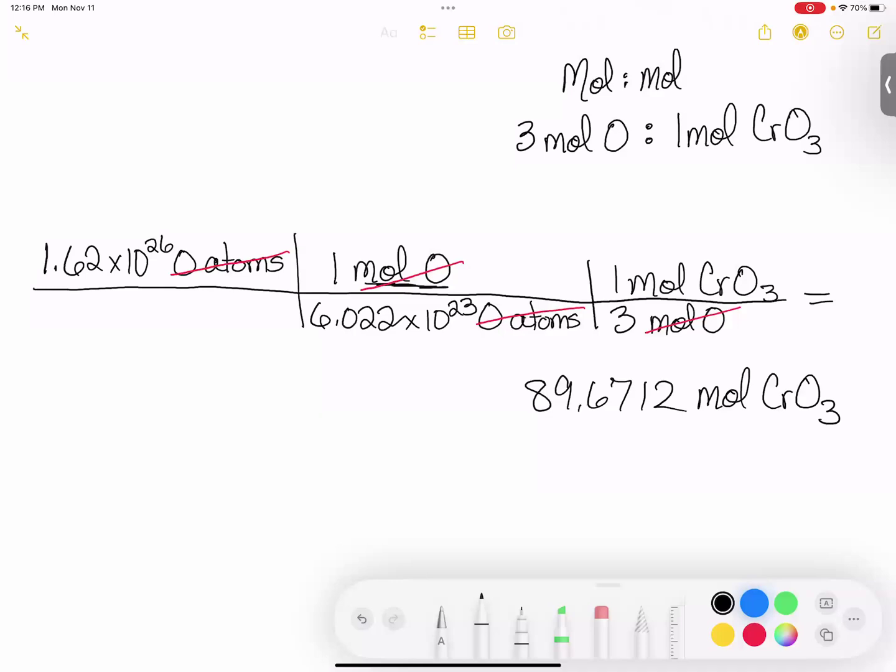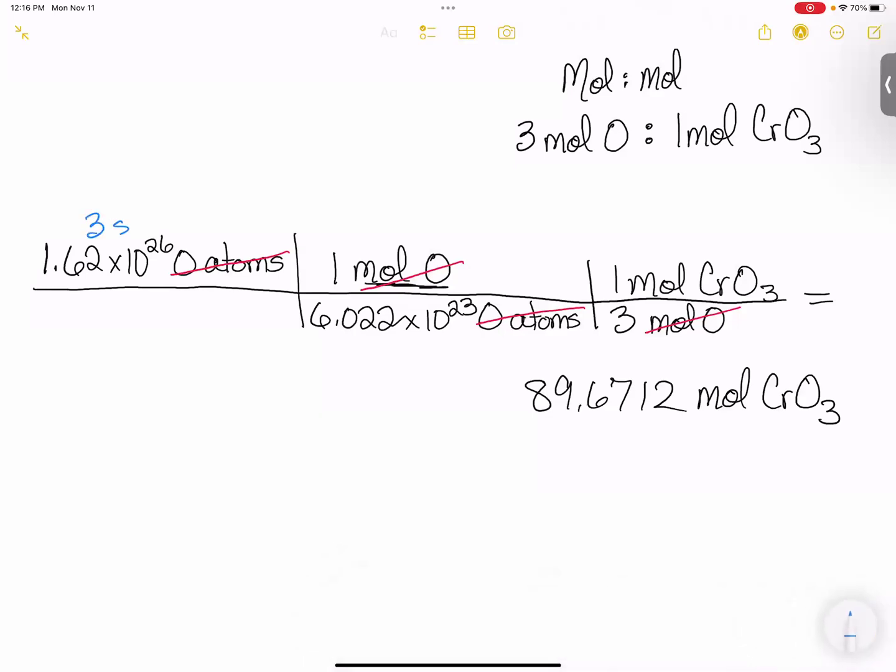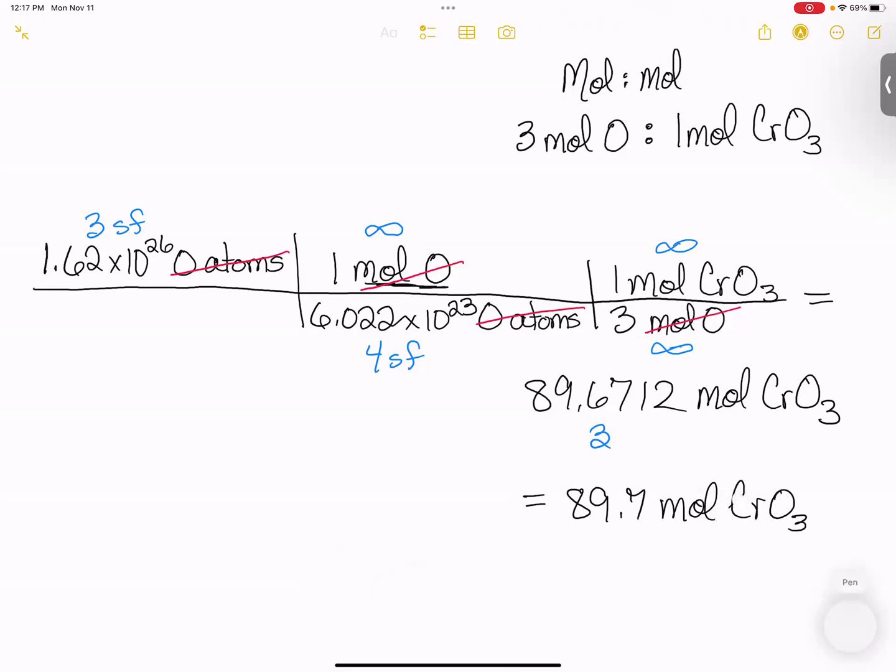Now, sig figs: your starting value has 3 significant digits because there are 3 digits in the mantissa. Your first conversion factor, the moles in that conversion factor have an infinite number of significant digits, whereas the 6.022 has 4 significant digits. And mole to mole ratios are infinite numbers of significant digits. So since the measurement with the fewest had 3, our answer should only have 3. And therefore, we're going to report this answer as 89.7 moles of chromium 6 oxide. Questions?